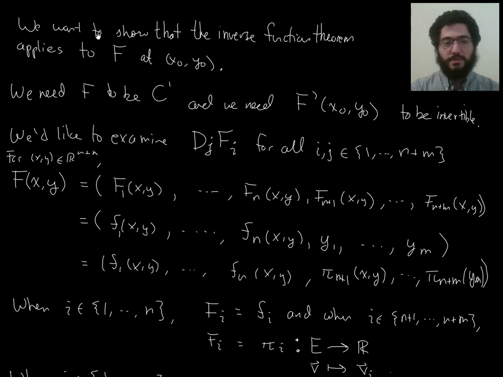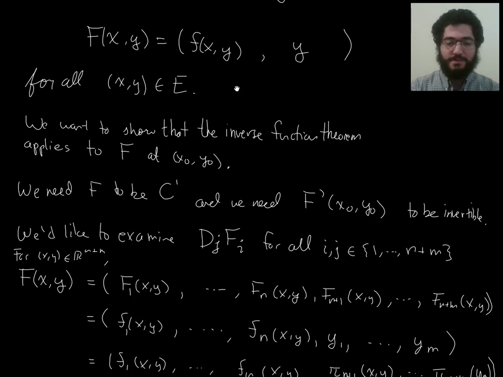So we were still in the middle of trying to show that the inverse function theorem can be applied to our function capital F. This was capital F. And in order to verify the hypotheses of the inverse function theorem, we had to verify that capital F is a C1 function, which we have done. We did that in the last video. And we need capital F prime of x naught y naught to be invertible. Okay, so this is what we're going to work on in this video, invertibility of this linear map.